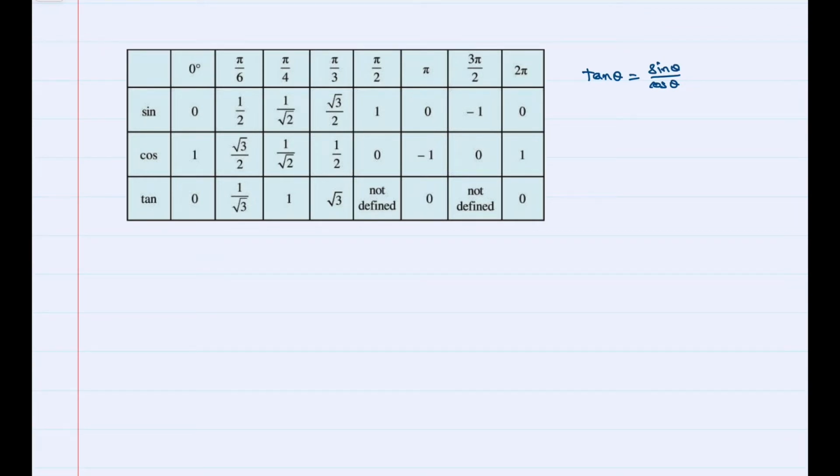We can find cosecant theta value, which is the reciprocal of sin theta, and secant theta, which is the reciprocal of cos theta, and cot theta value is cos theta upon sin theta.